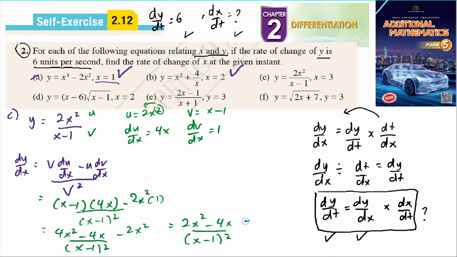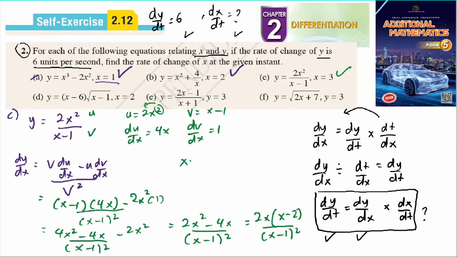So this one actually you can take 2x out, right? When you take out 2x, you are left with (x minus 2) over (x minus 1) squared. So still you cannot do anything with it. So never mind. So here x is equal to, this one is c, right? x is equal to 3.